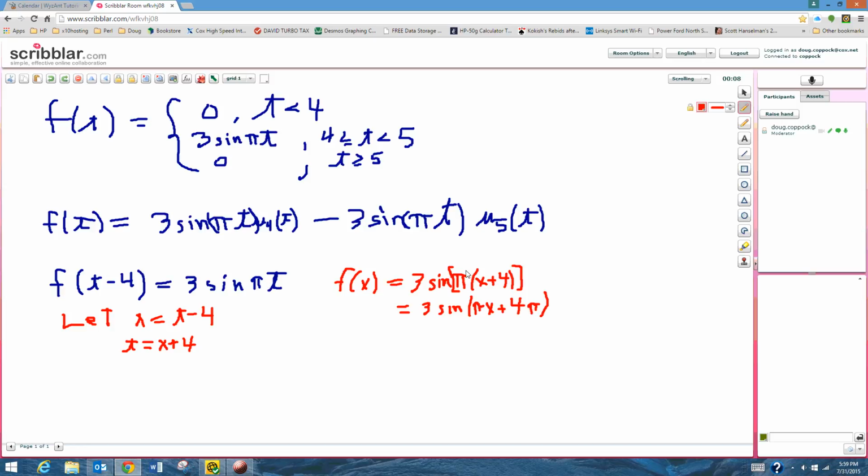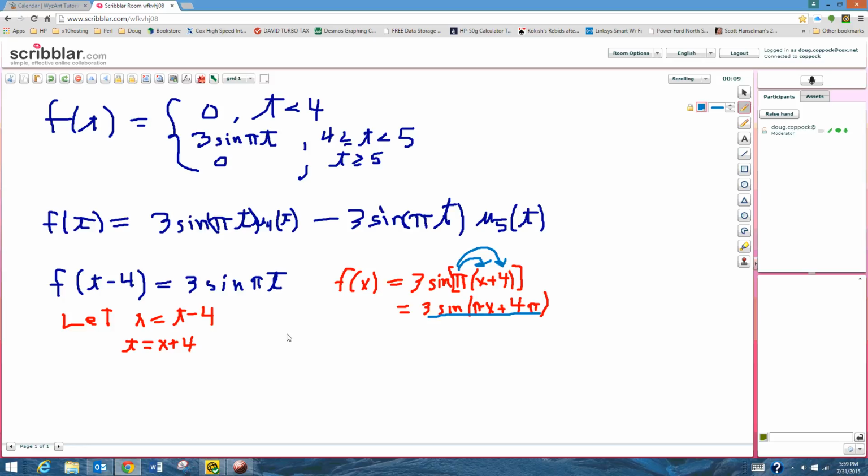And here's a stupid mistake I made. I didn't distribute the pi times the 4. So remember, we got sine and cosine of 4 in our answer. It should have been sine and cosine of 4 pi. And that makes it quite a bit of difference. So we do want to rewrite this thing using that identity.